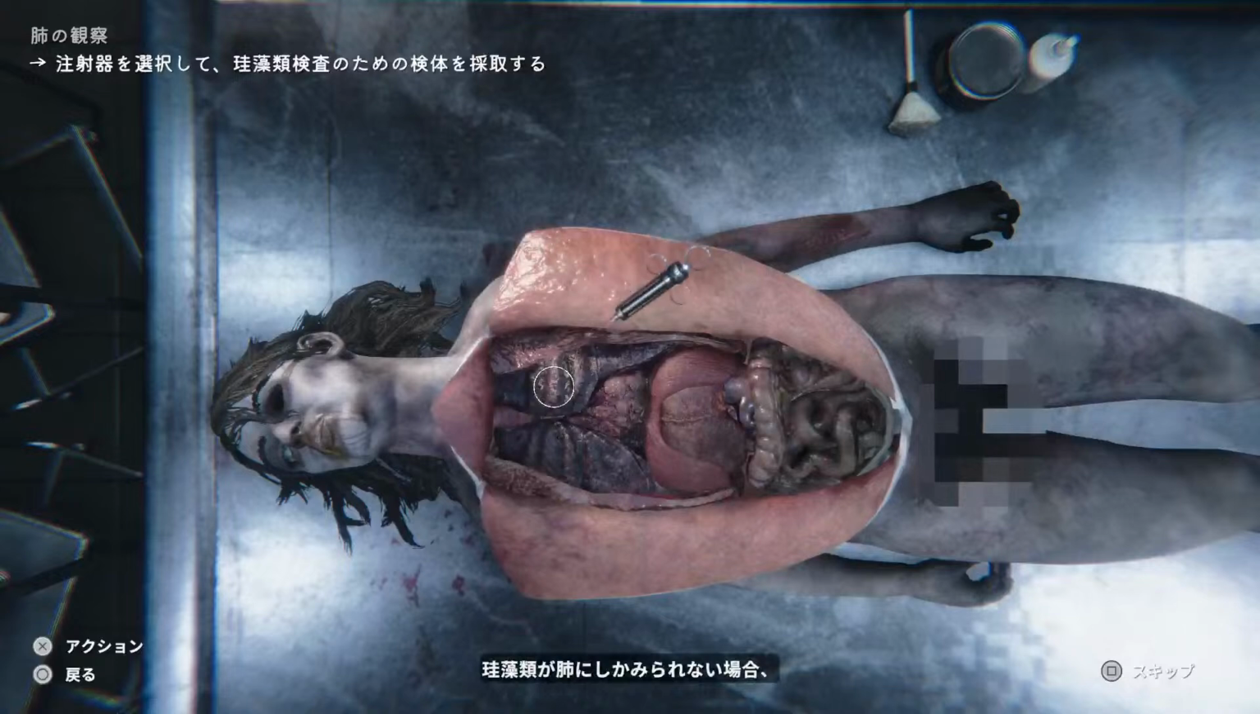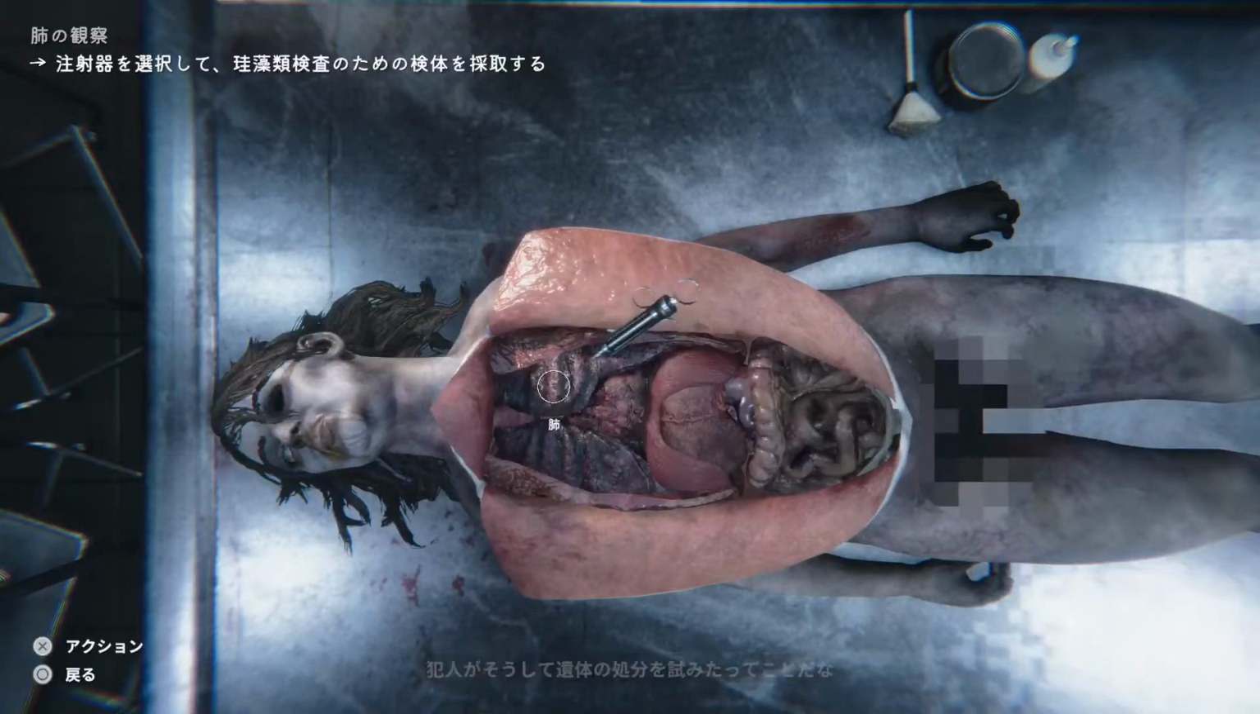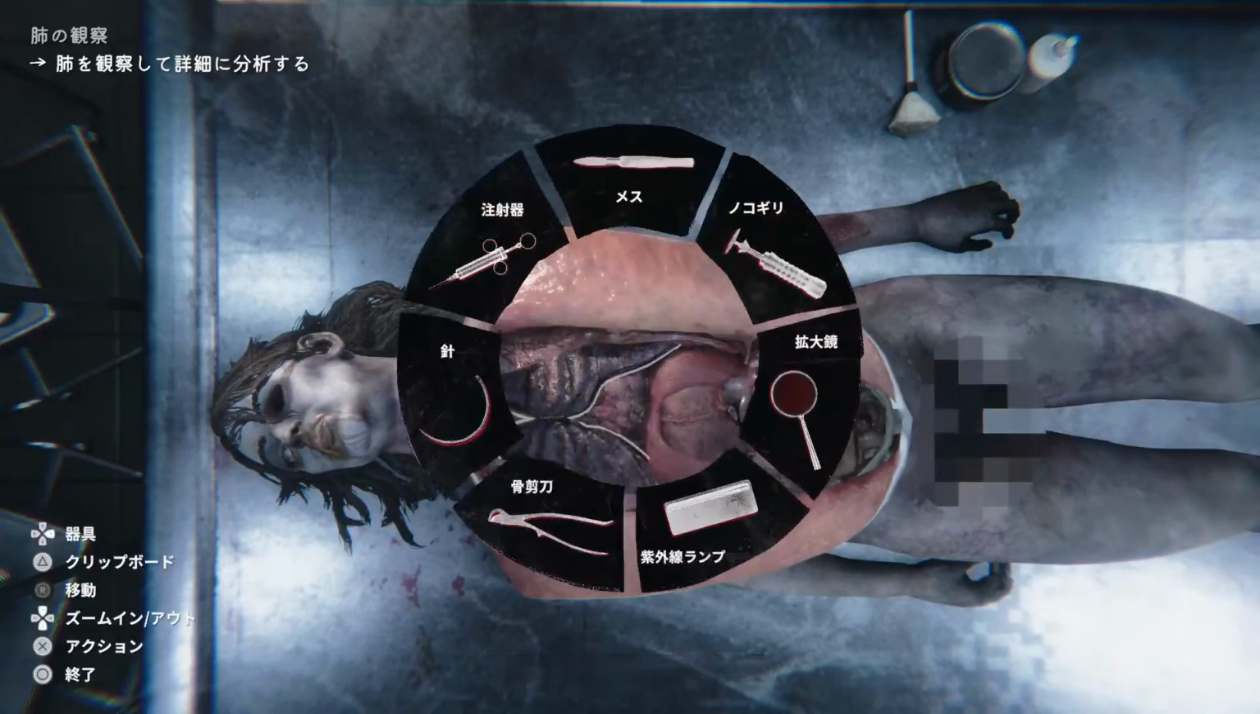If diatoms were only present in the lungs, this would mean that the victim was placed in the well after death, and the perpetrator wanted to get rid of the corpse in this way. Now, I remove the lungs and proceed to their examination.